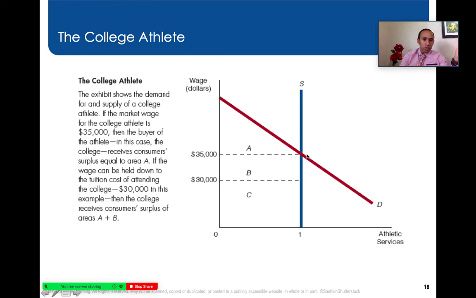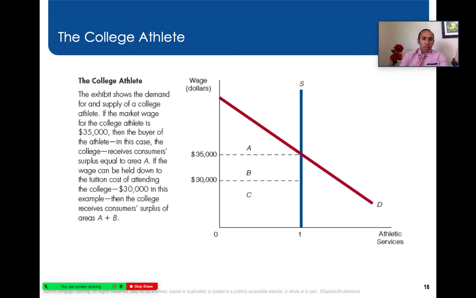The university will receive a consumer benefit equivalent to the area where it indicates this triangle, the area A, because they get higher benefits. The university is only paying $35,000, but in reality they're getting like $1 million in contracts. So the consumer, the university, receives a surplus equivalent to area A. They get a higher benefit from acquiring the athlete.